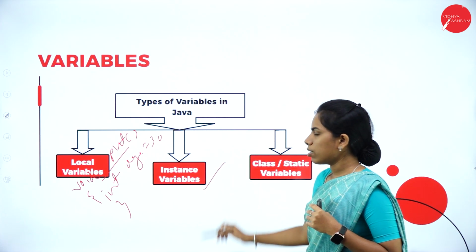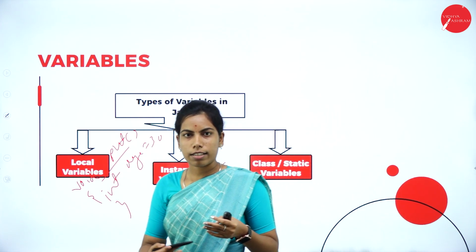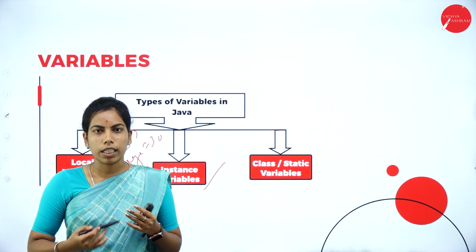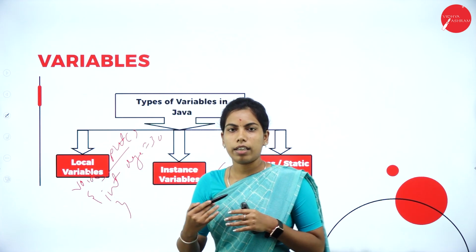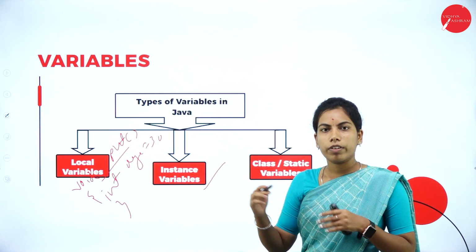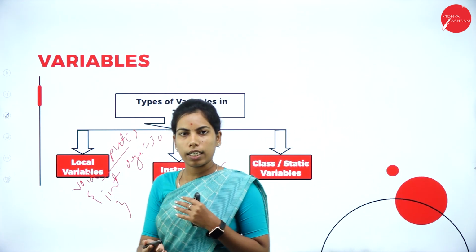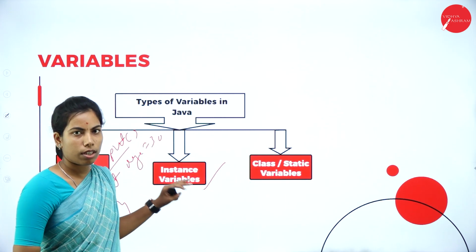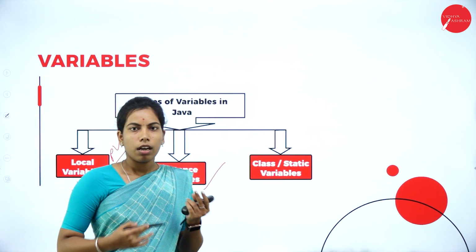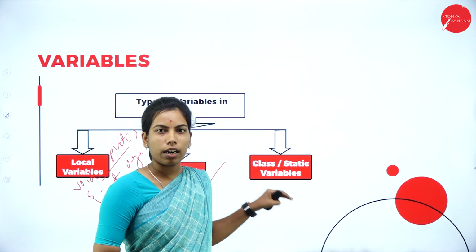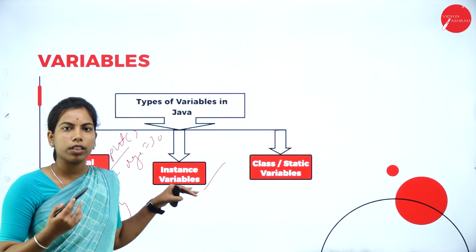Coming to the instance variable, we declare it within the class, not within the method, and without the static keyword. That is what an instance variable. For instance, for quicker use we declare it inside the class, not within the method.